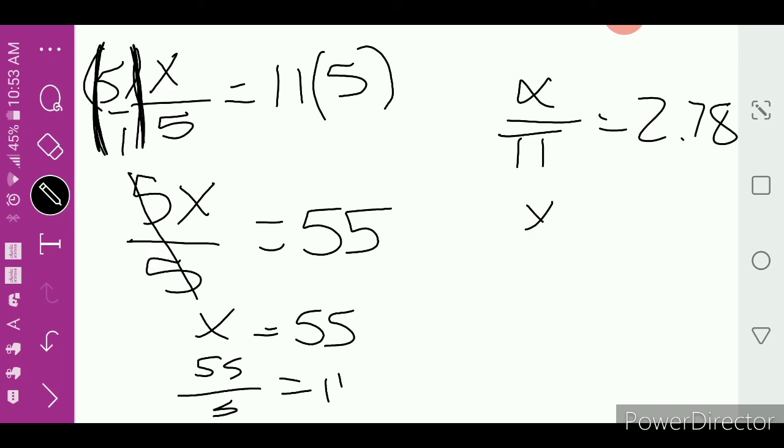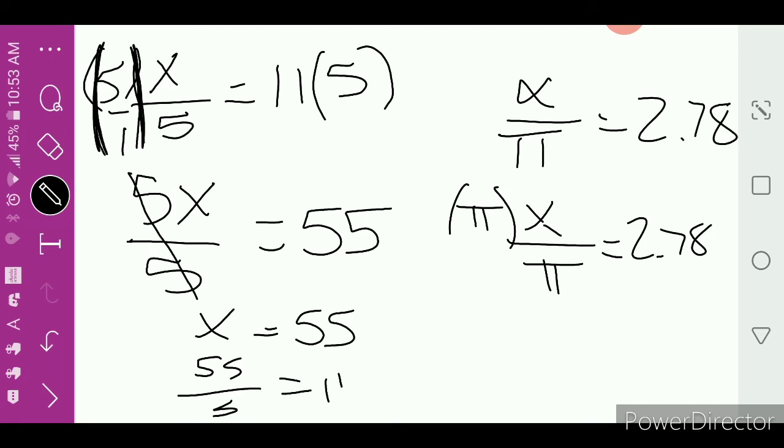So I'm going to multiply by pi on both sides, 2.78. Now I have to multiply by pi on this side. My pi's cancel out. X is equal to 2.78 times pi. And you could substitute that with 3.14, or most calculators have a pi button and you can figure it out that way.